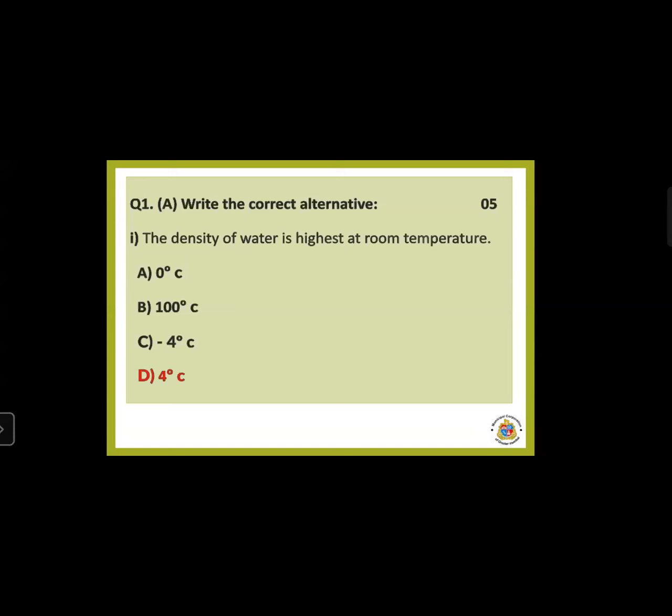Here you have to write only the answer for question number 1A, first question. The answer is only D. You have to write only the D option.